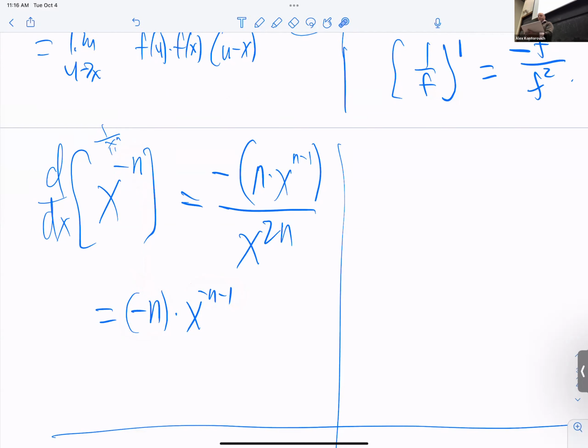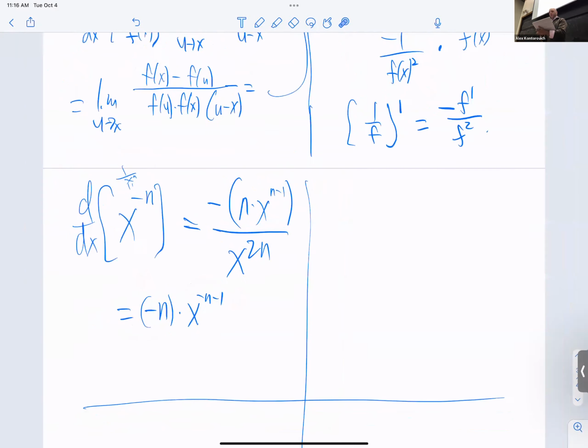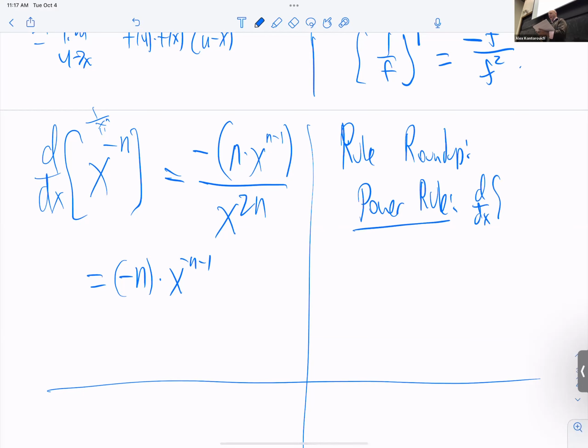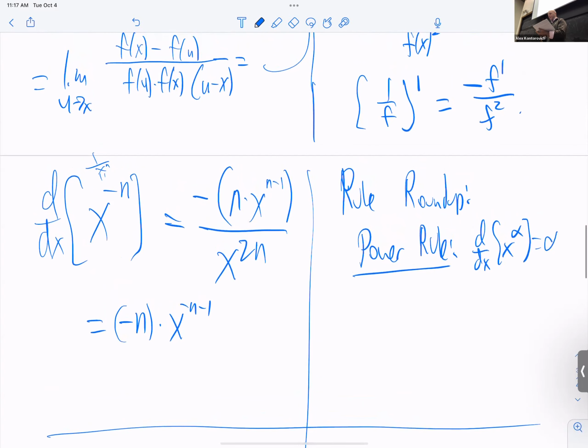Okay, so we have the reciprocal rule. Let's summarize some of our rules. Rule roundup. What rules do we know so far? The power rule, one at a time. Power rule: the derivative of x to any power is that power comes down and the exponent is 1 less.